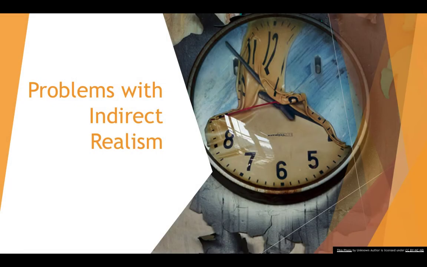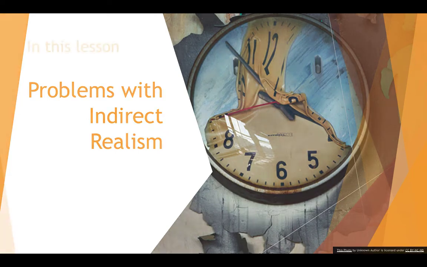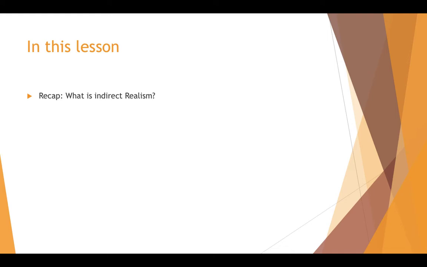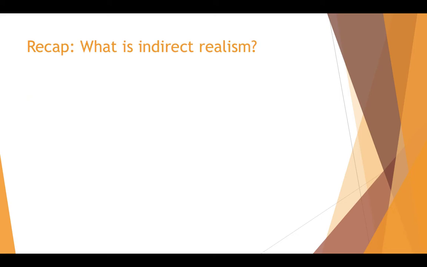So in this final lesson, what we're going to do is take a look at problems with indirect realism. We looked at direct realism, we looked at problems with direct realism, we now looked at indirect realism. Now we're just going to finish off by looking at some problems with indirect realism. So we're going to recap, we're going to explain what indirect realism is, and then we're going to look at two main problems. We're going to look at the resemblance problem and the problem of infinite regress. Okay, and then we're going to summarize everything and conclude the course.